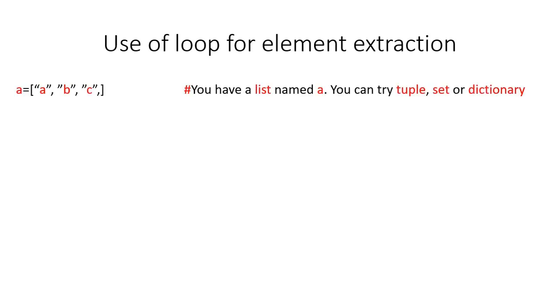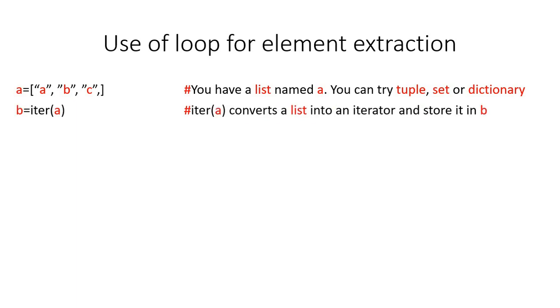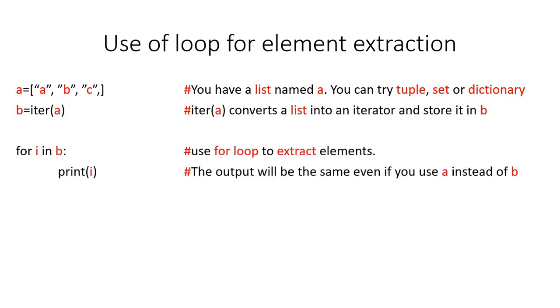You can also use loops for element extraction from an iterator. For example, here we have a list called A. And when you convert this A into an iterator and save it into a container B, that B is then called an iterator. And now apply a for loop on this iterator. You will see that it will print each element of that iterator.